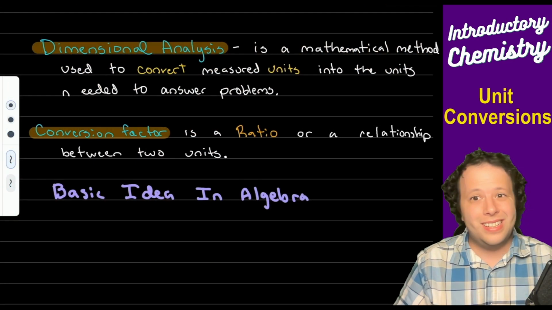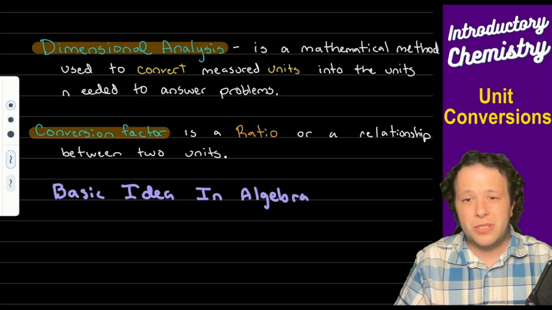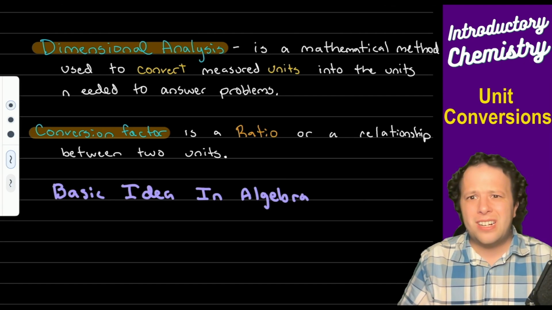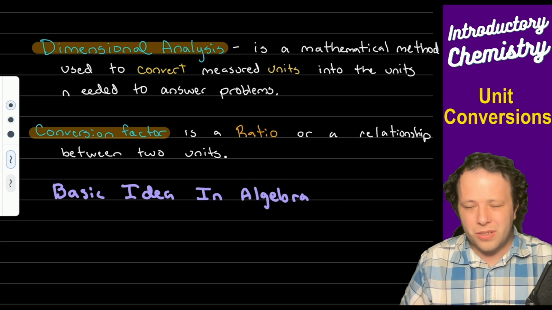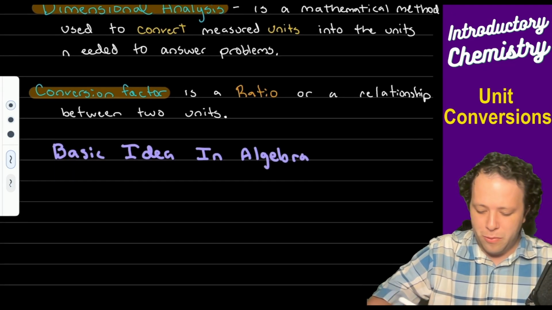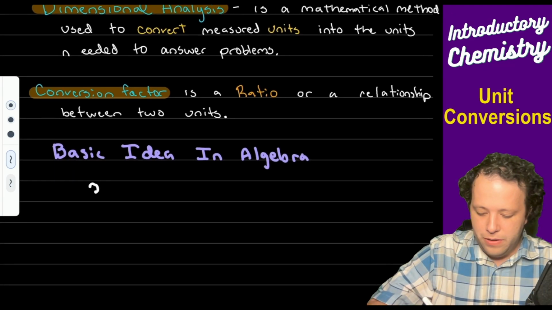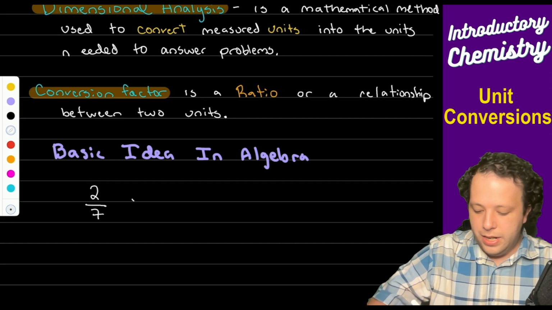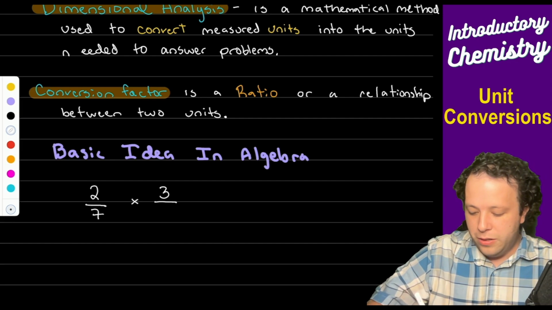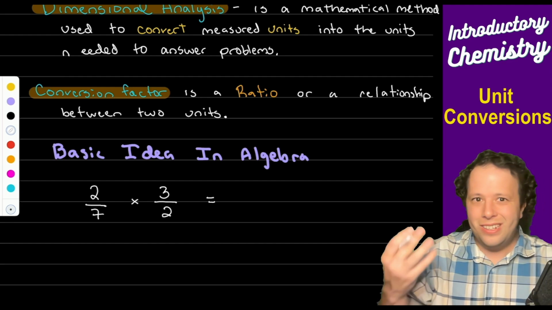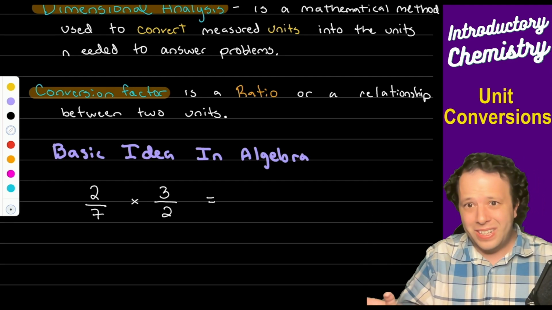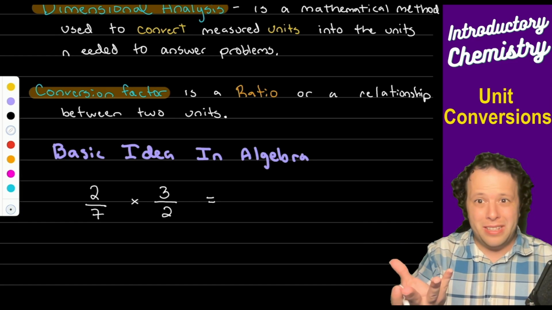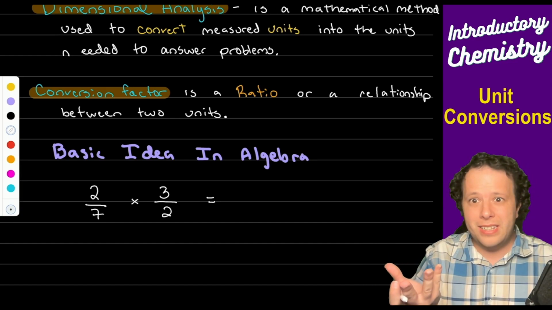So let's look at the basic ideas of just using our algebra, what you learned a really long time ago, maybe in grade school or high school, starting with fractions. How do fractions work? Well, let's say I have 2 over 7 and I multiply that by 3 over 2. You could rip out a calculator and easily solve it. However, we can simplify this problem by doing some little cancellation.